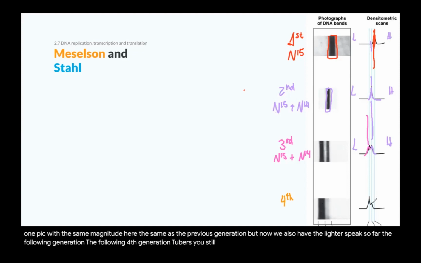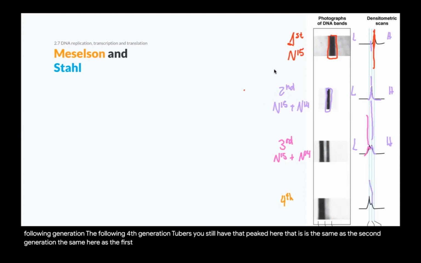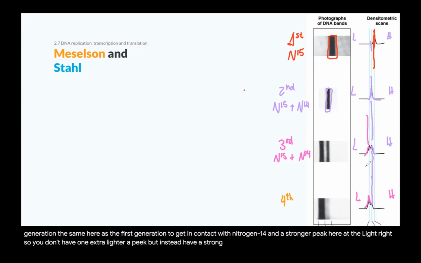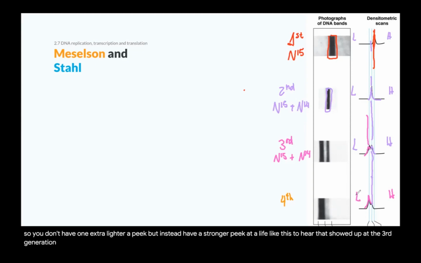You still have that peak here that is the same as the second generation, the same here as the first generation to get in contact with nitrogen 14, and a stronger peak here at the light, right? So you don't have one extra lighter peak, but instead you have a stronger peak at the lightest here that showed up at the third generation. And if you could go more and more, you would see this peak here increasing and this other one decreasing.